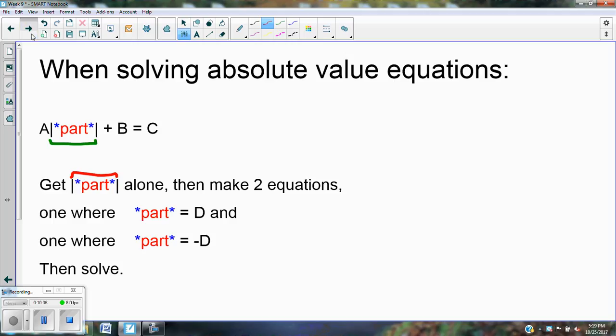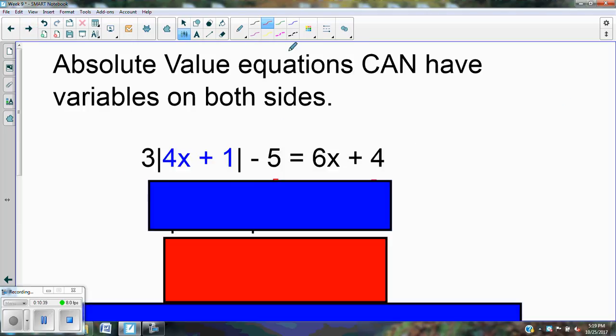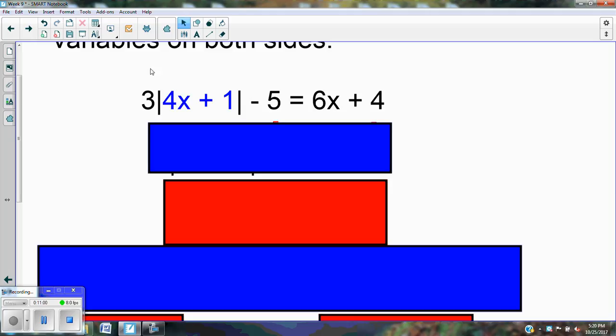Then you solve it. So let's do one more example. This time we're going to see an example of our absolute value equation that has variables on both sides. So notice, here's an x on this side in our absolute value, and here's an x on this side not in the absolute value. Okay, so while we are solving this, we're going to treat it just like a regular equation and try to get all the x's to one side, all the y's to the other side. But first, before we can do that, we need to get this piece alone.